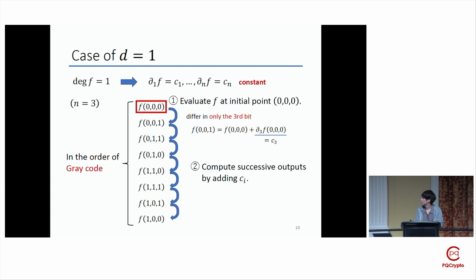Then I roughly explain the enumeration algorithm of Bouillaguet et al. in the case of d equals 1. And this d is the degree of the given polynomial f.